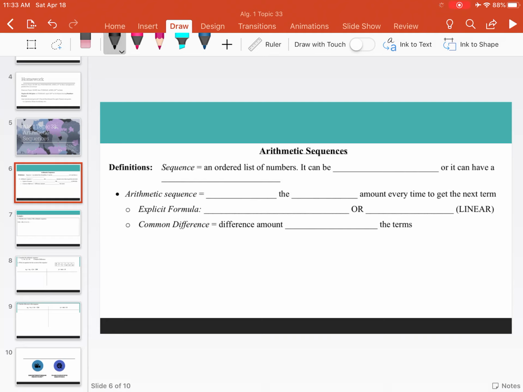It can either be random or it can have a specific pattern to it. Now with arithmetic sequences, we're going to focus on the list of numbers that deal with a pattern. So specifically with an arithmetic sequence, it adds the same amount every single time in order to get to the next term.